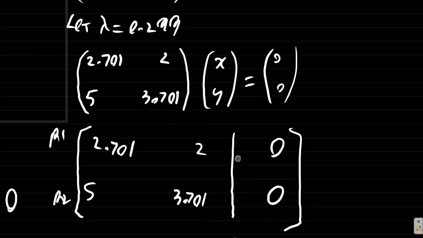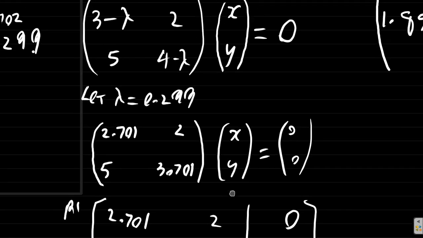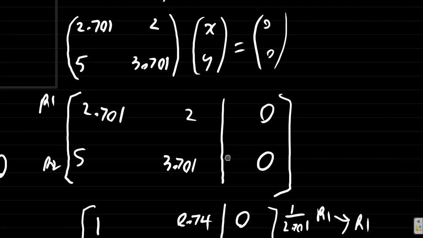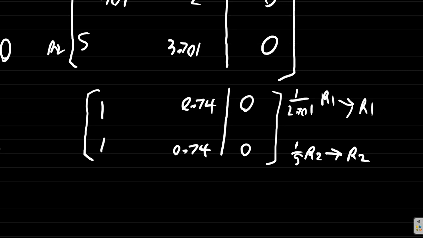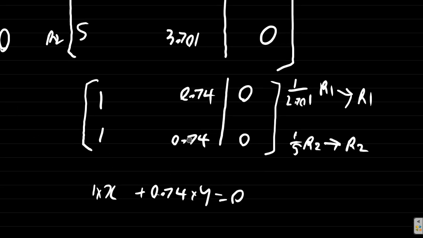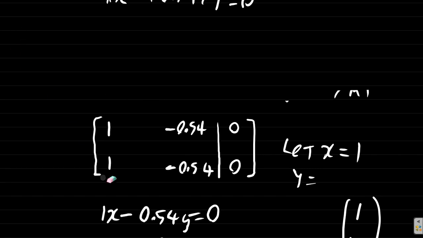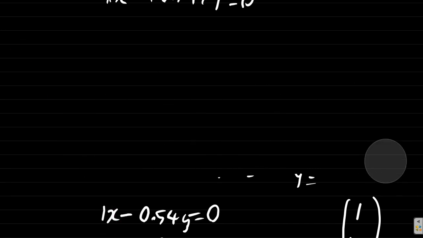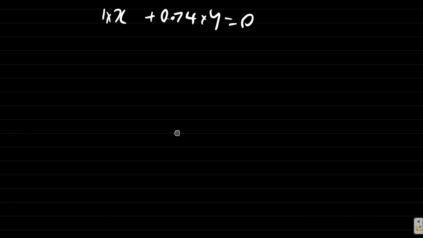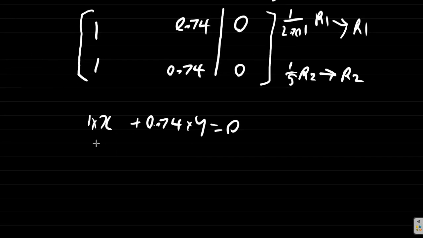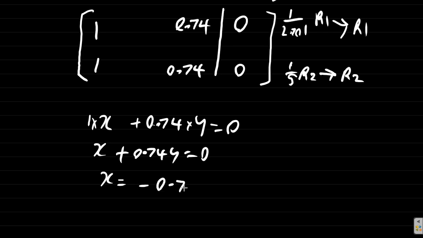Now, remember, here, when we have this form, it means 1 times x plus 0.74 times y equals 0. Right? Let me just erase part of the work I did down here earlier to make space. So, x plus 0.74y equals 0. That means x is equal to negative 0.74y.